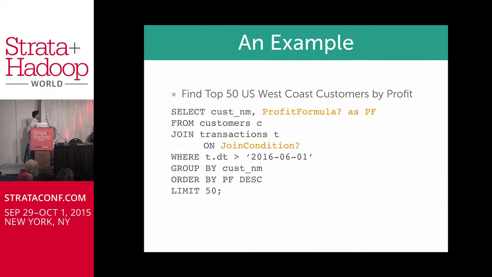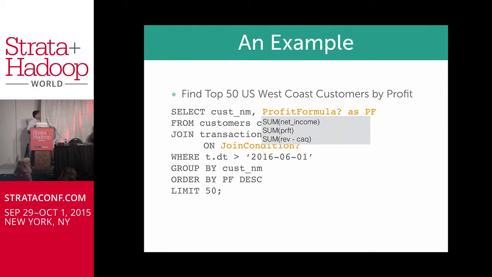Let me start with an example, going back to our finding top 50 US West Coast customers by profit. Suppose that with search and exploration, I've been able to whittle down to joining this customers table with the transactions table and added certain predicates like this. But now I need to figure out what the profit formula is and what the join condition is. What if you had a suggestion coming in from this intelligent query editor saying, you may be interested in using sum of net income, sum of profit, sum of revenue minus CAQ, use one of these candidates.